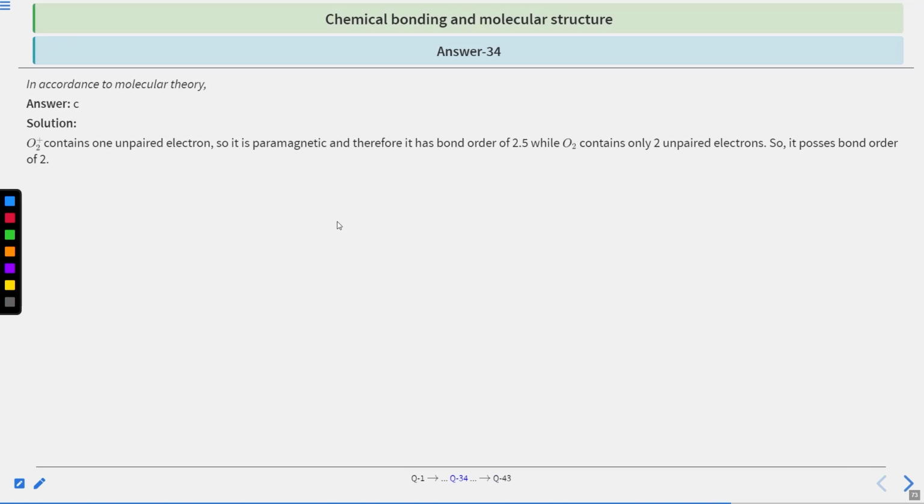Okay, so the correct option will be option C. O2 positive contains one unpaired electron, so it is paramagnetic and therefore it has bond order of 2.5. While O2 contains only two unpaired electrons, so it possesses bond order of 2. Hence option C will be the correct answer.